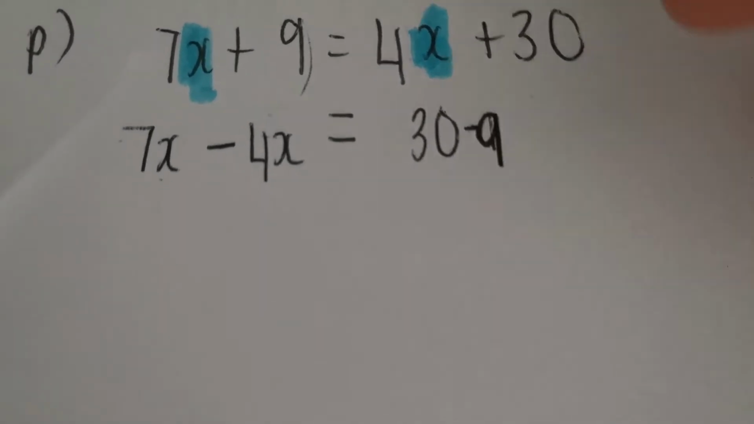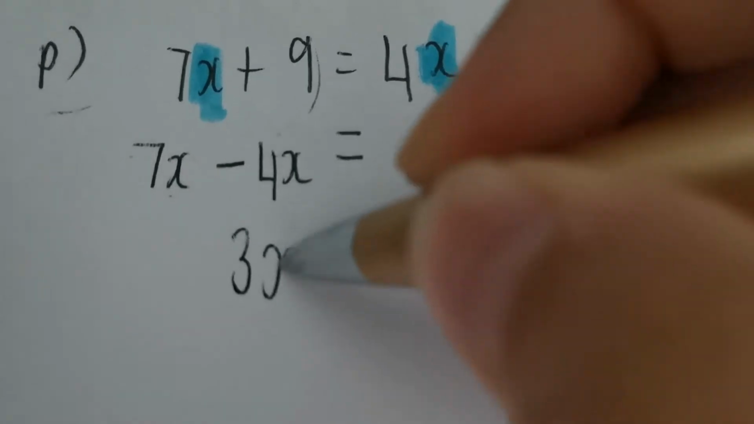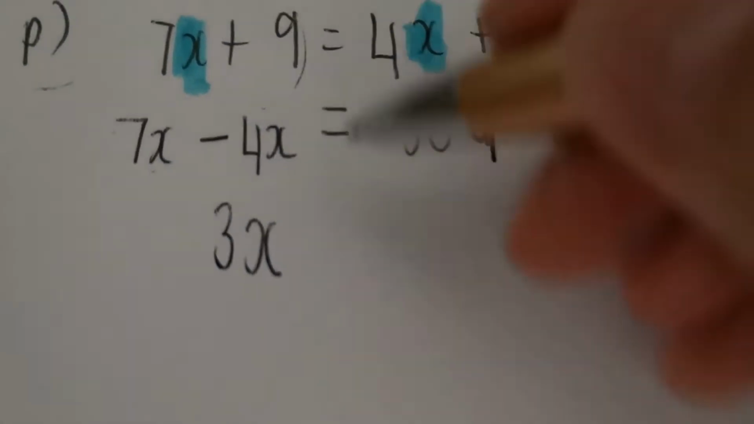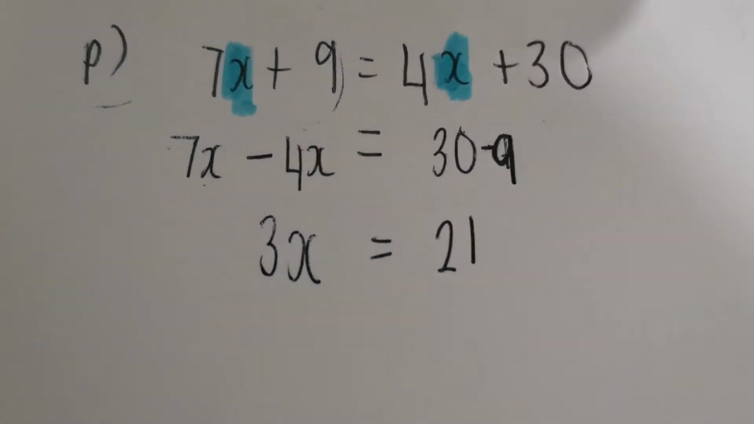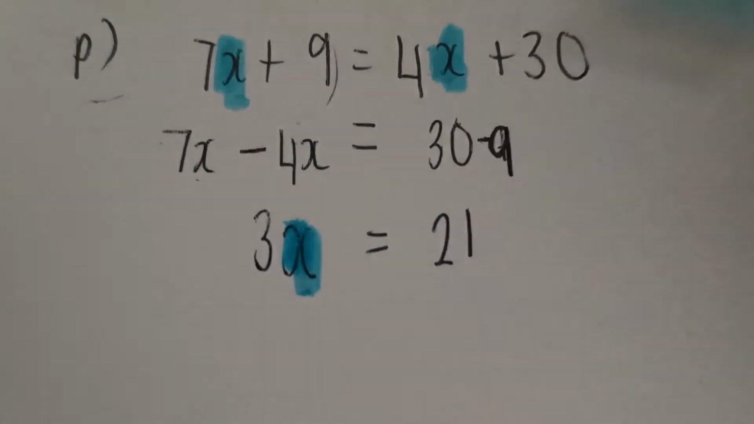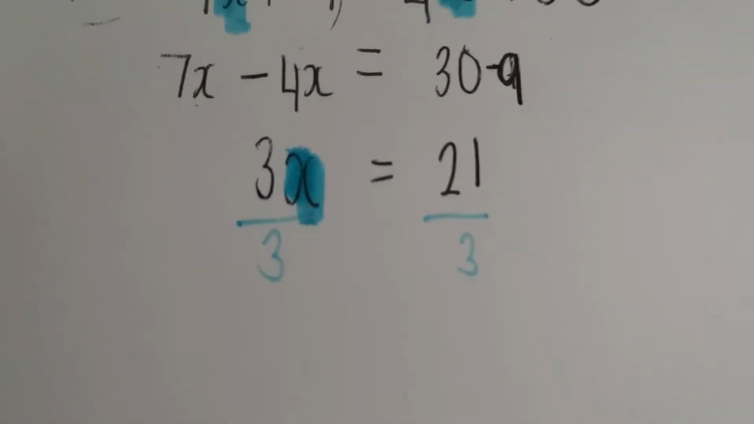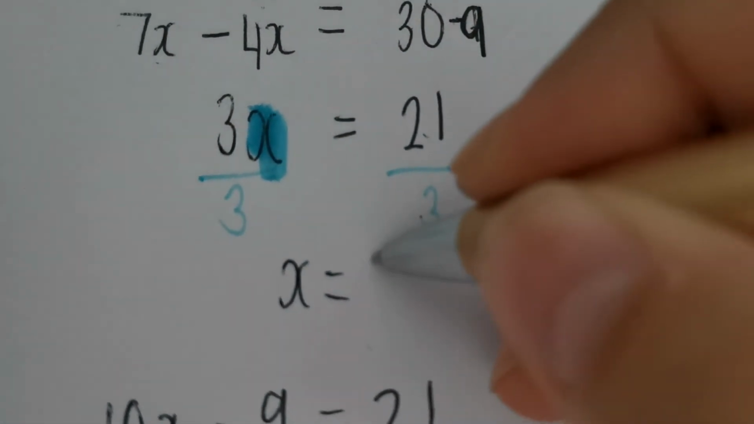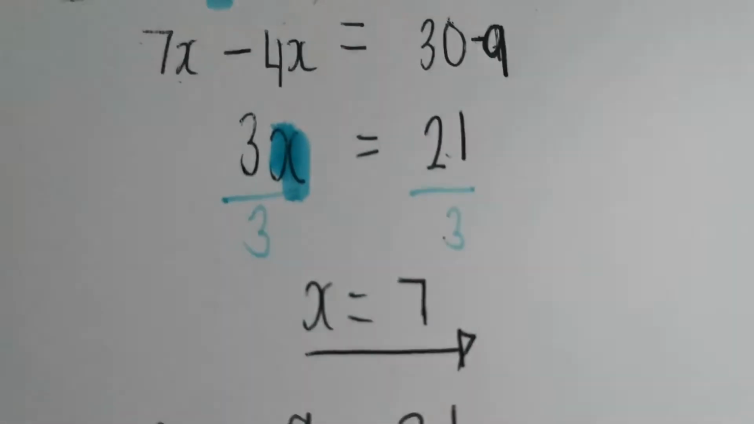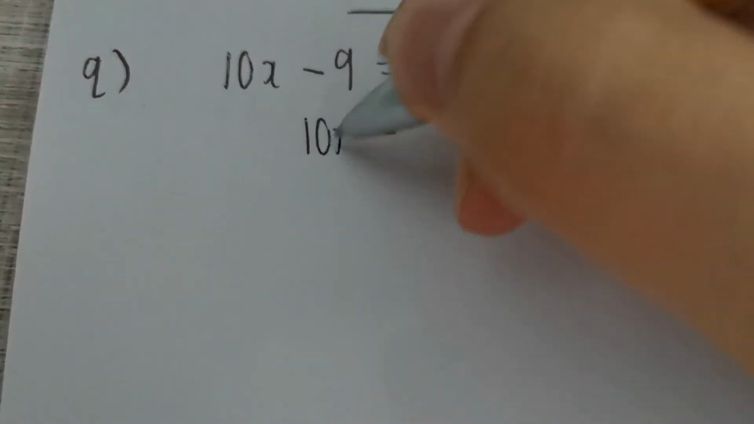Now these are like terms, these are like terms. So you just add and subtract the numbers in front. Please, you don't put square or to the power 4, nothing like that. You just say 7 minus 4 giving me 3x. Do you see? I didn't put squared. Equals 30 minus 9. This is what I want. So divide by 3. So dividing by the coefficient of x, divide by 3 on the other side as well. 21 divided by 3, 7, and we're done.